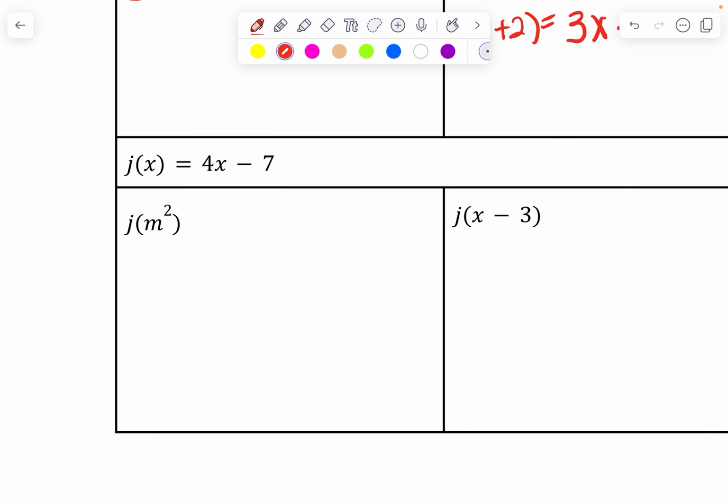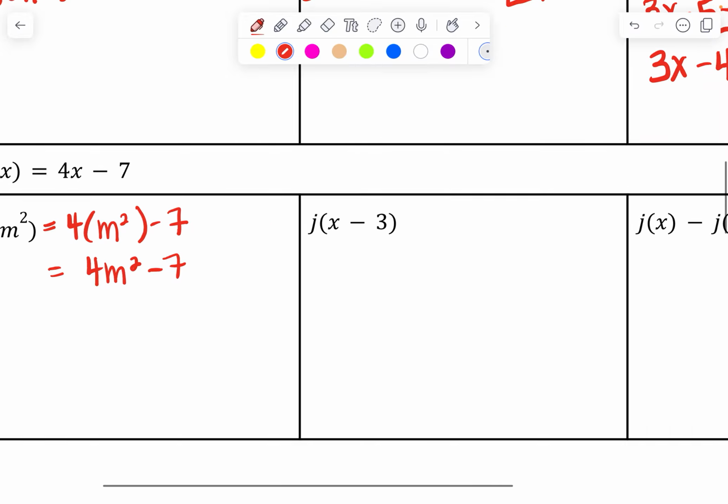Here we have j of x is 4x minus 7. So j of m squared would be 4 times m squared, take away 7, which is 4m squared, take away 7. There's nothing else we can do with that one.